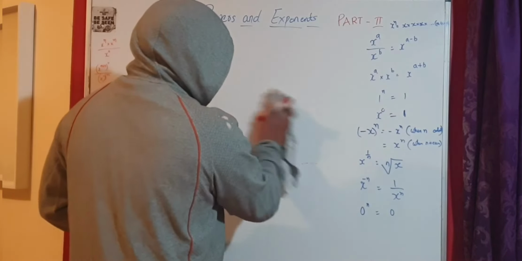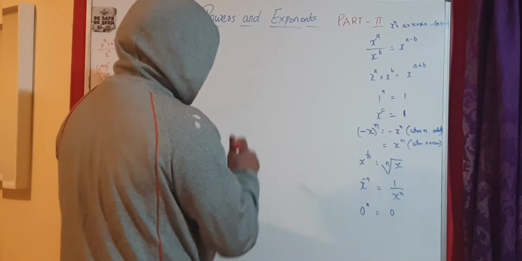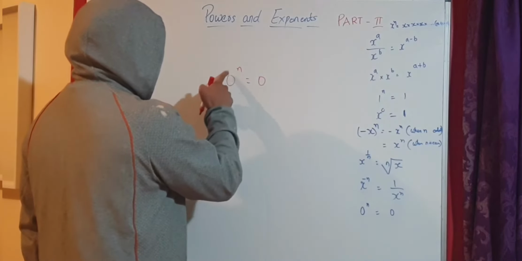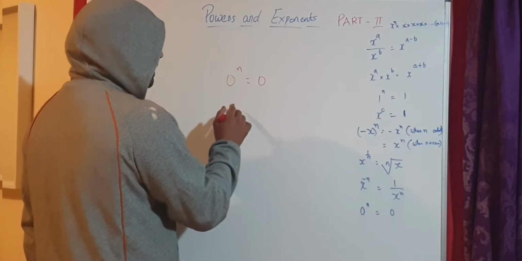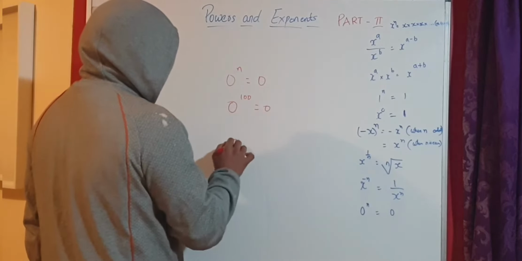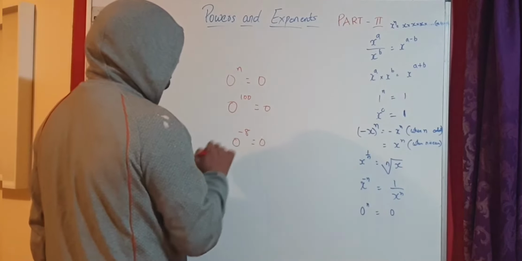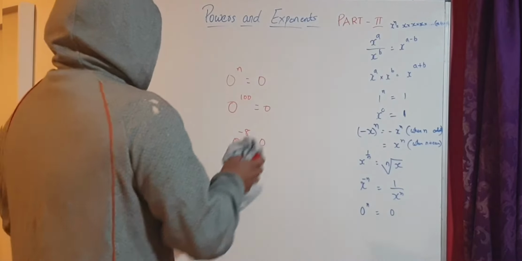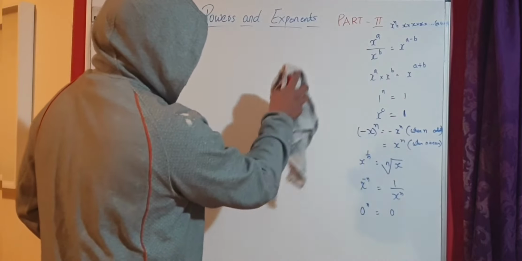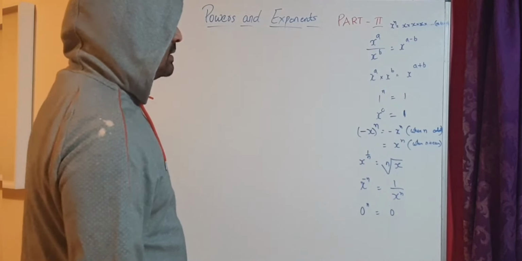And the last one that we found is 0 to the power of n is equal to 0. Again, n can be anything. For example, 0 to the power of 100 is going to be 0, and 0 to the power of minus 8 is going to be 0. So these are the things I briefly summed up from what we discussed in the previous video.